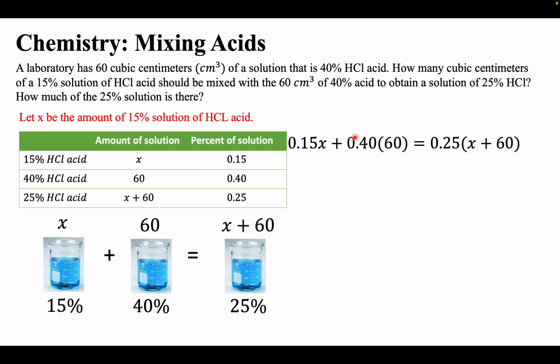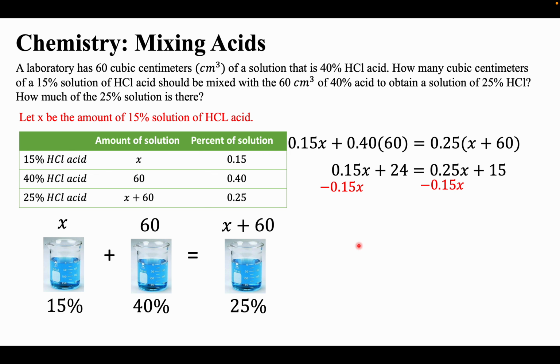So we're going to multiply this 0.40 with 60, and then distribute this over to get this equation here. We don't have like terms that we can combine here. So the next step would be to move the variables to the same side. So we're going to subtract 0.15x from both sides.